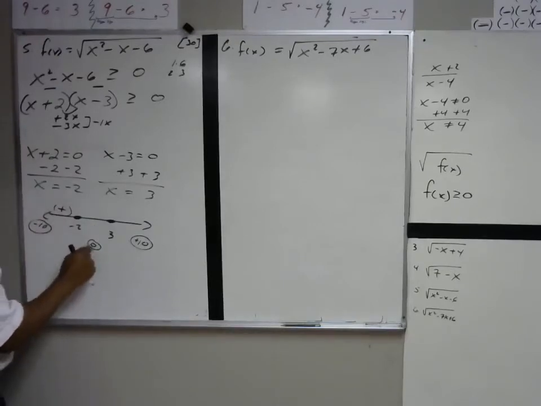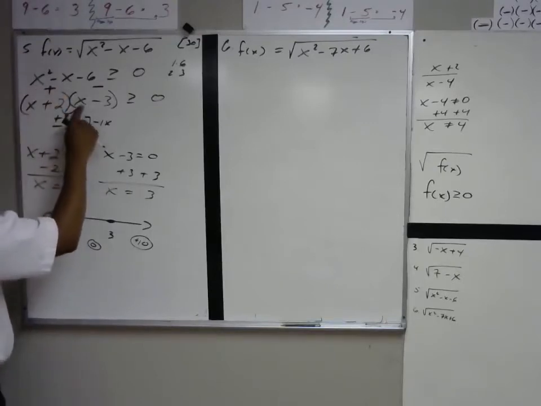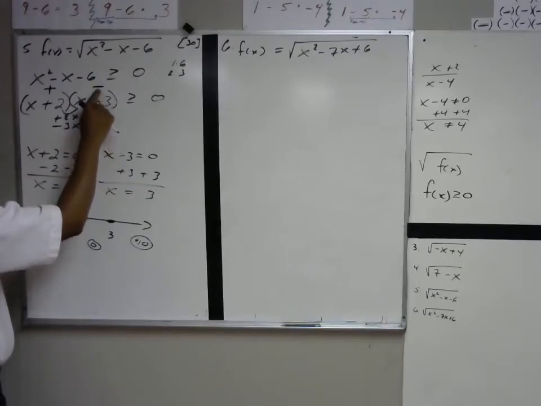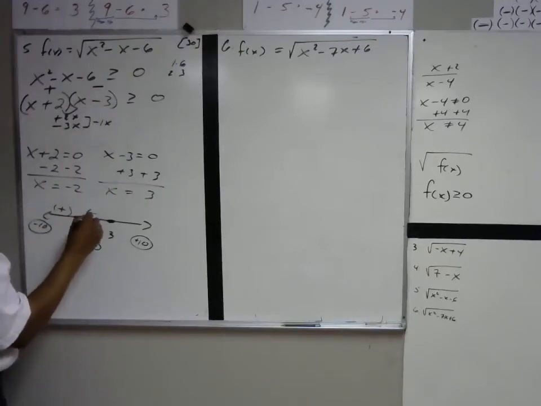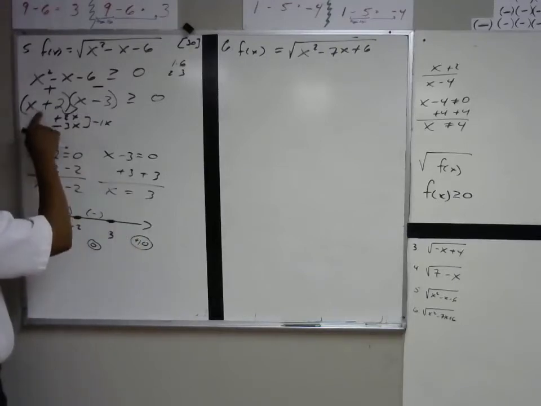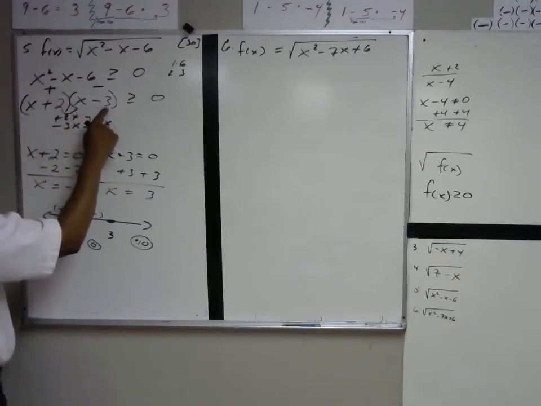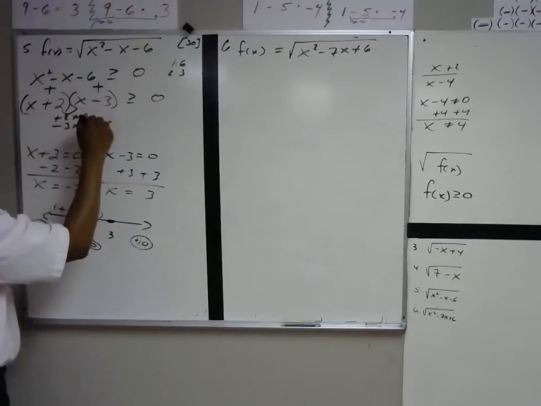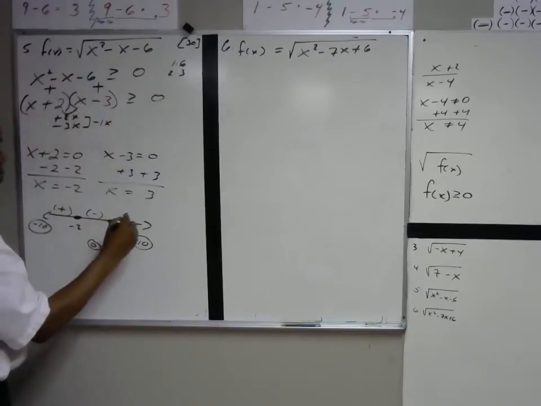Now, if x is 0, we have 0 plus 2, which is 2. That's a positive number. 0 minus 3 is negative 3. That's a negative number. So a positive number times a negative number is a negative. So that means this area has only negative numbers. Now this last area, let's put in x is 10. If x is 10, we have 10 plus 2, which is 12. That's positive. And 10 take away 3 is 7. That's positive. So positive numbers multiplied with positive numbers will give us positive.